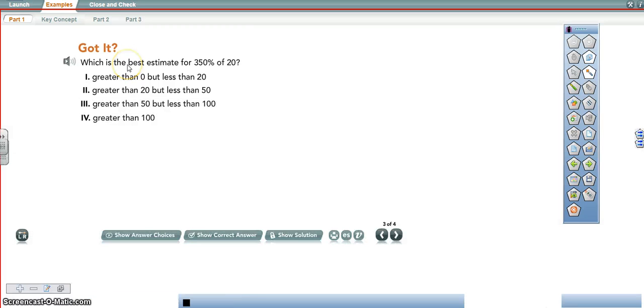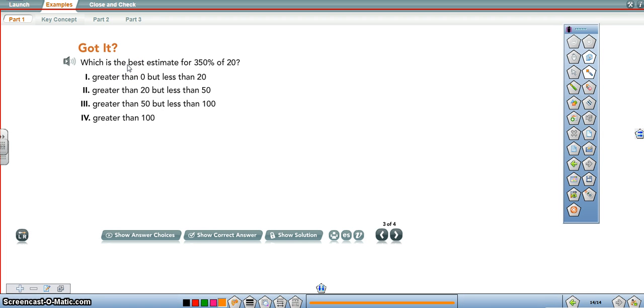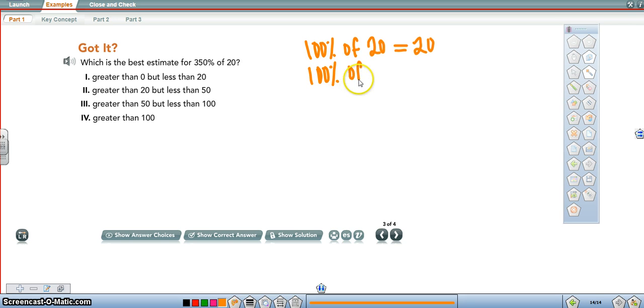Okay, 350% of 20. Alright, we've got smaller ranges here, so we've got to get pretty specific. Here's how I like to think about this. What's 100% of 20? That would be the whole thing, 20. What's 100% of 20? Again, the whole thing, 20. What's 100% of 20? The whole thing, 20.